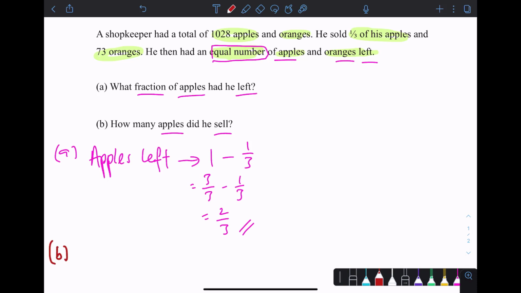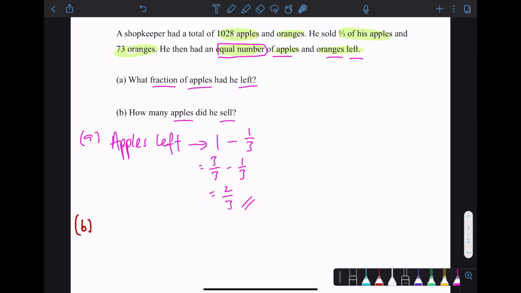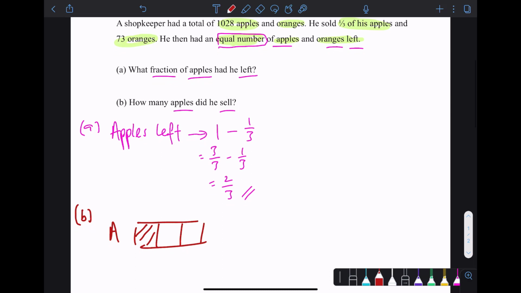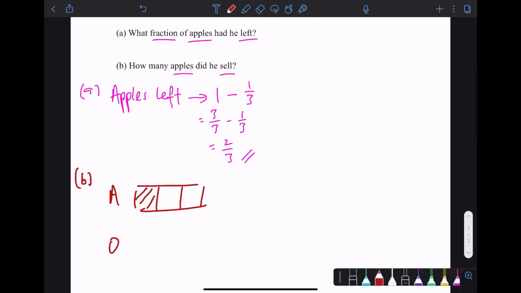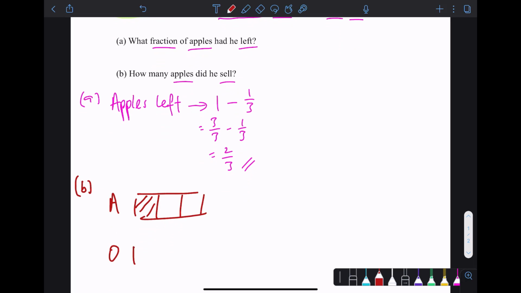How many apples did he sell? Now, what we know from this question is that the number of apples and oranges left is the same. They are the same. So apples, we started off with 3 units, right? And we sold this 1 out of 3, and we are left with 2, right? So for oranges, we have sold 73 oranges. So I'm not sure how many units that is.